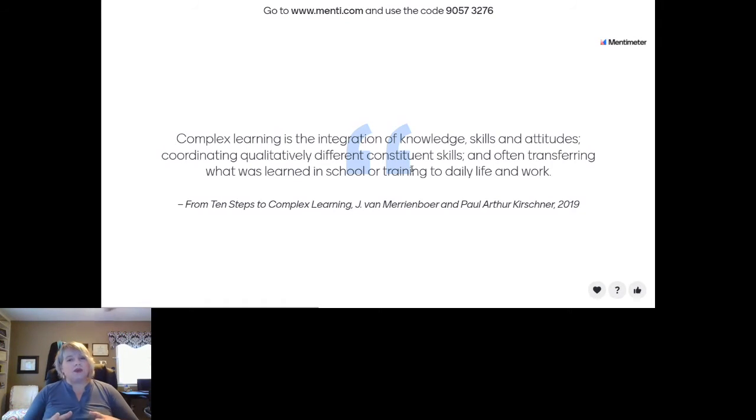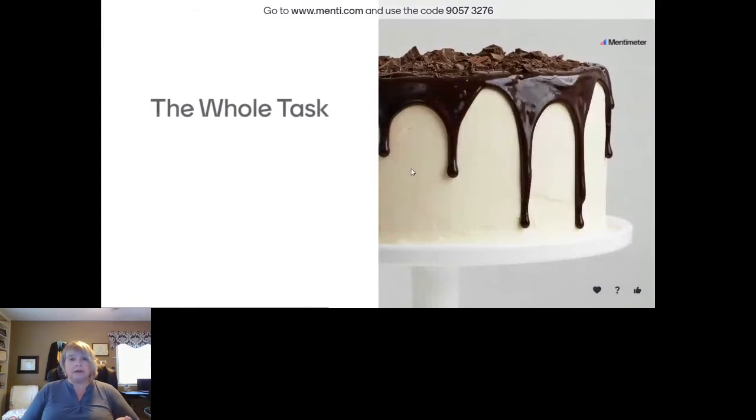If you look at this quote, we can see complex learning is the integration of knowledge, skills, and attitudes. Those are our cognitive, our psychomotor, and our behavioral domains. And so looking at this, we can see that it's the synthesis of all of those domains in order to put skill sets together to create an applicable, authentic, relevant task in the real world, which is what we do in career and technical education programs and courses.